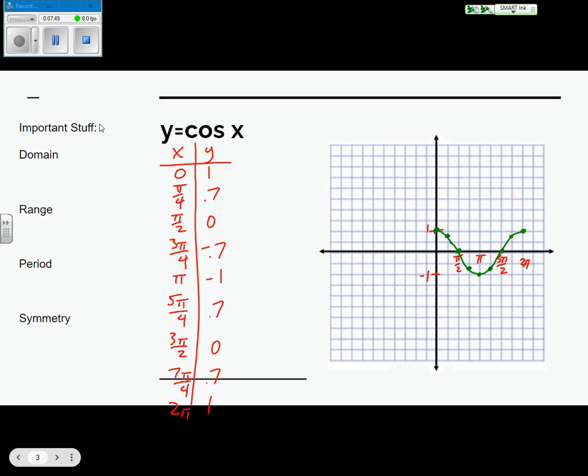Okay. But again, the unit circle doesn't just stop at 2 pi. I can do 9 pi over 4. I can do 5 pi over 2. I can do whatever comes next. What's that? 11 pi over 4. It keeps going, and it keeps going in the same pattern. It keeps going this way, up and down. It's going to come down here. Keeps all the same pattern. It's very nice and symmetric.